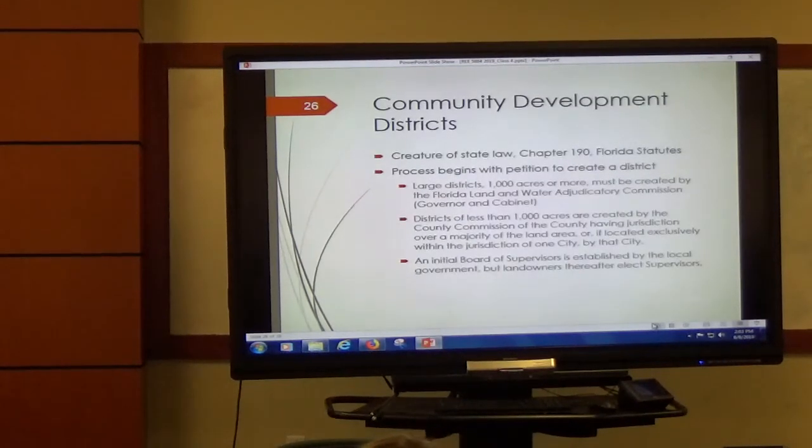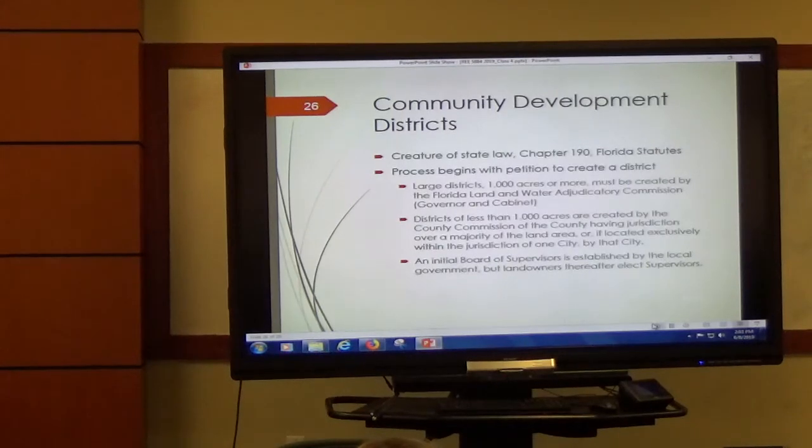Okay. Community development districts. Have any of you encountered a community development district? Does anybody live in Weston? No? Live in the Turtle Run area of Coral Springs? No? In a golf community? No?